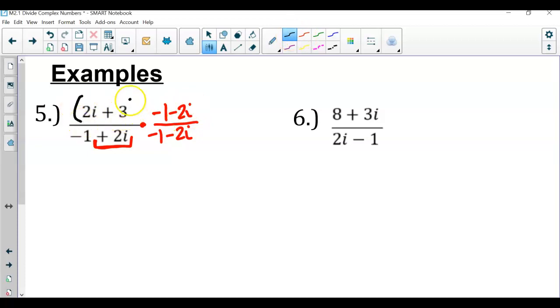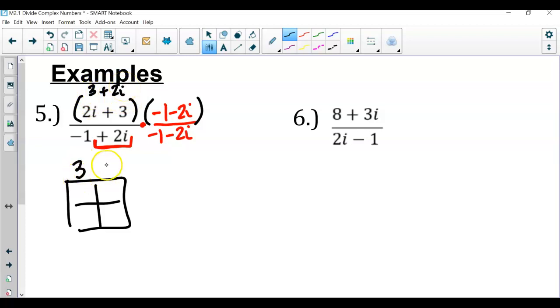But notice here now, we do have to set up the box method also for our numerator. Also notice, when we set up the box method, let's make sure to also put this in standard form. So this is 3 plus 2i. So I've got 3 and positive 2i, then negative 1 and negative 2i. Now we go through and just like before we solve. 3 times negative 1, negative 3. 2i times negative 1, negative 2i. 3 times negative 2i, negative 6i. 2i times negative 2i, negative 4, but i squared because you have i times i.